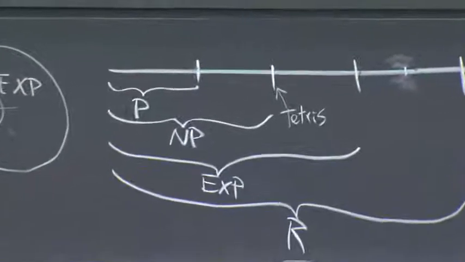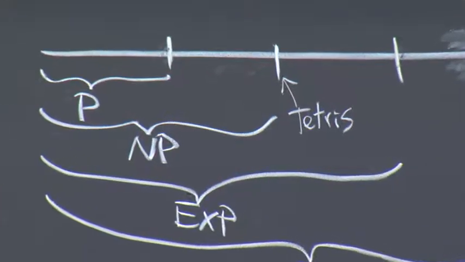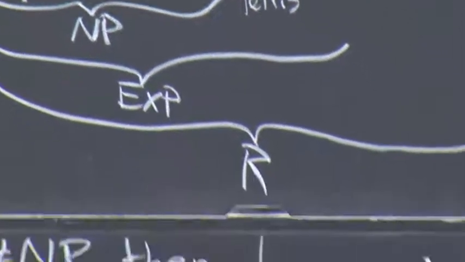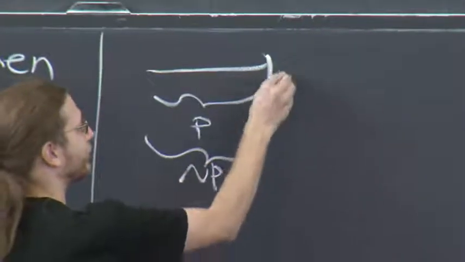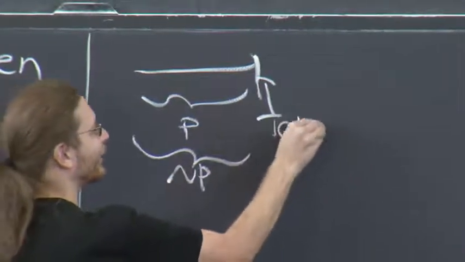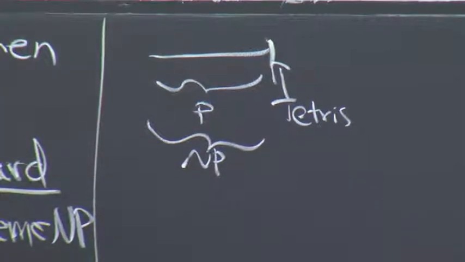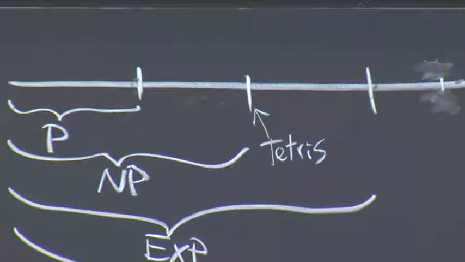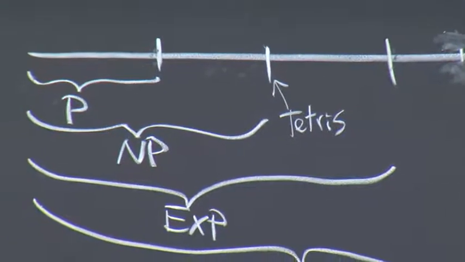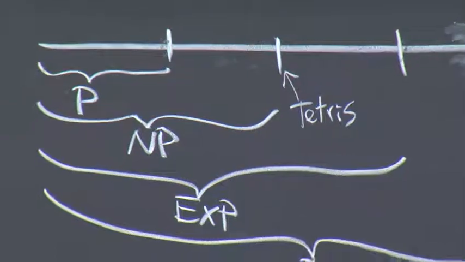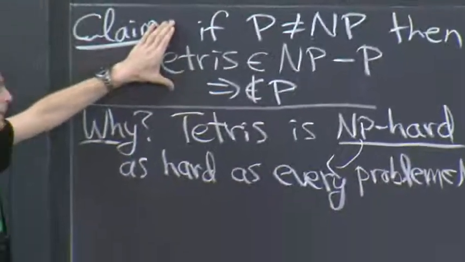Either P equals NP, in which case the picture is like this. Here's P, here's NP. Tetris is still at the right extreme here, but it's less interesting because it's still in P. Or the picture looks like this, and NP is strictly bigger than P, and then because Tetris is at the right extreme, it's outside of P. And so we prove this in order to establish this claim.